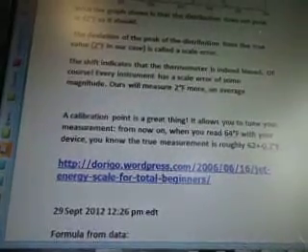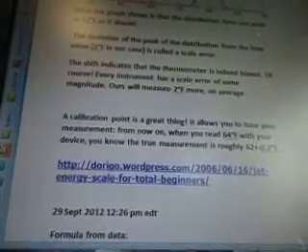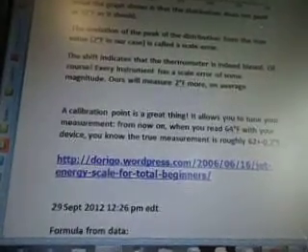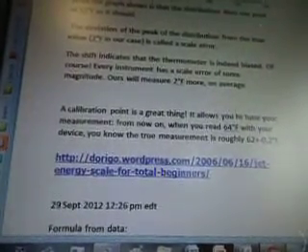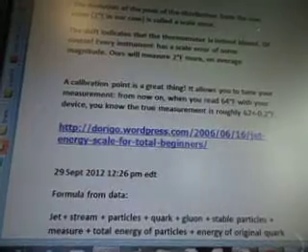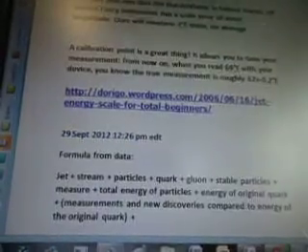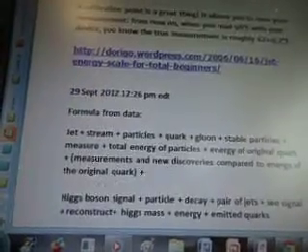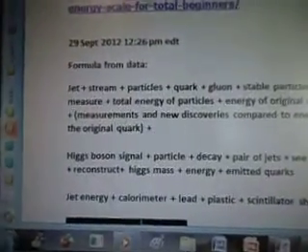A calibration point is a great thing. It allows you to tune your measurement. From now on, when you read 64 degrees Fahrenheit with your device, you know the true measurement is roughly 62 plus or minus 0.2 degrees Fahrenheit. That's from DorigoWordPress.com. So September 29, 2012, 12:26 p.m. EDT.